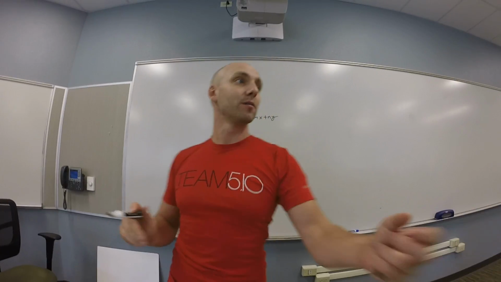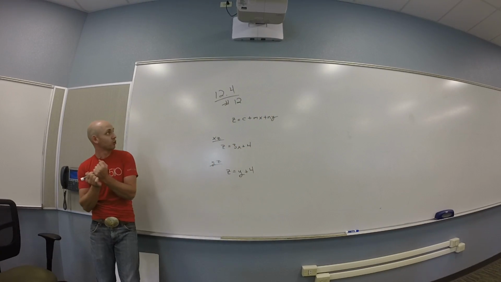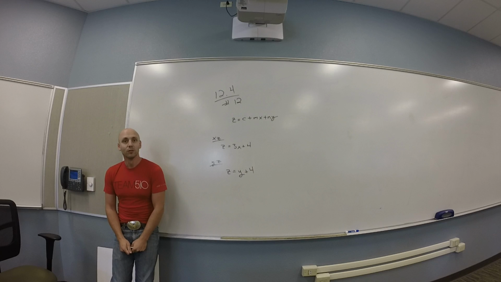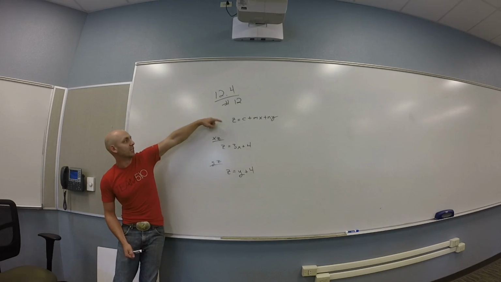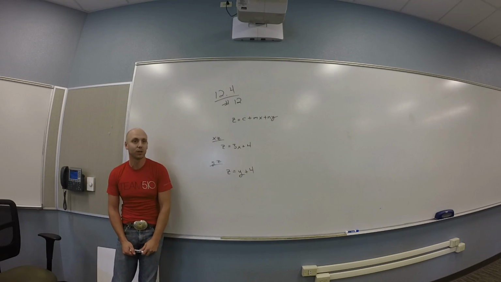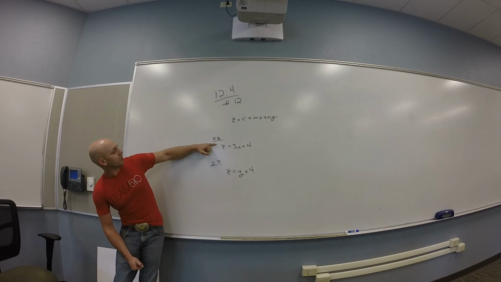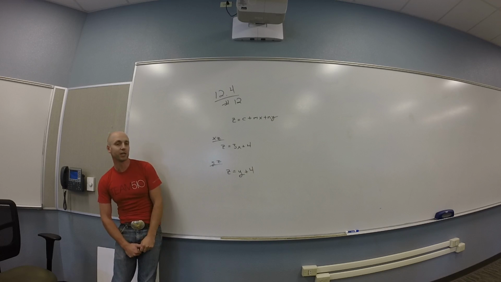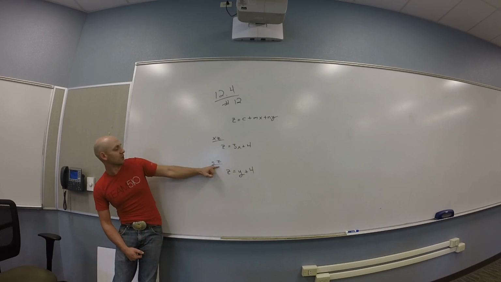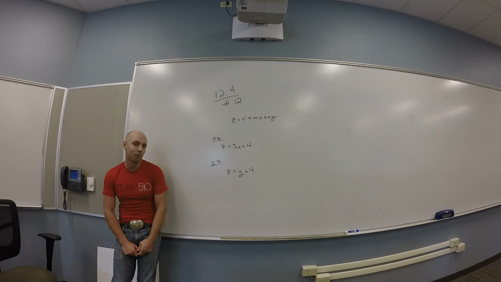Okay, ladies and gentlemen, we would like to do number 12 out of 12.4, which suggests that we should find the equation of a plane, right? Z is C plus mx plus ny, that has, when you intersect with the xz plane, you get the line z equals 3x plus 4. And when you intersect with the yz plane, you get z is y plus 4. How on earth could I do this?